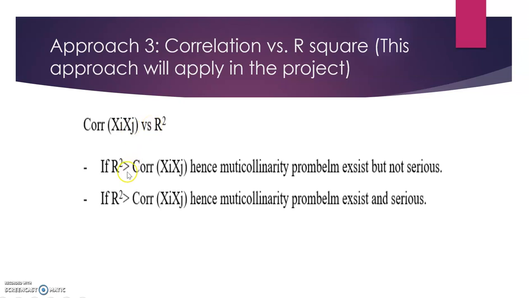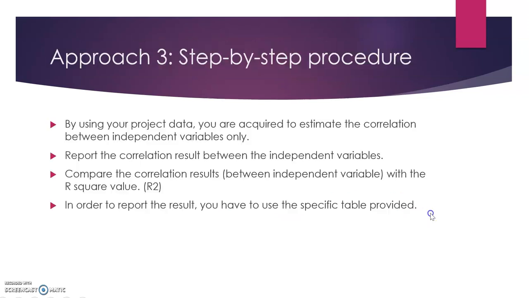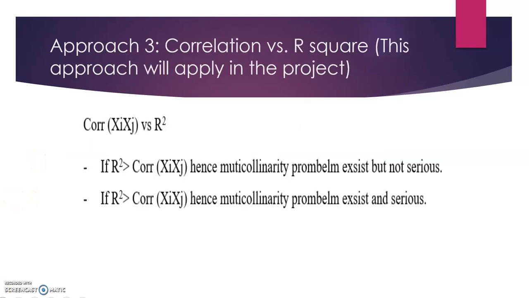We want to make sure whether R square is larger or less than the correlation. If R square is larger than the correlation between variables, we can say that multicollinearity exists but is not serious. However, if R square is less than the correlation between xi and xj, for example x1 and x2, the multicollinearity problem exists and the problem is serious. Please correct this one, it is actually less than.